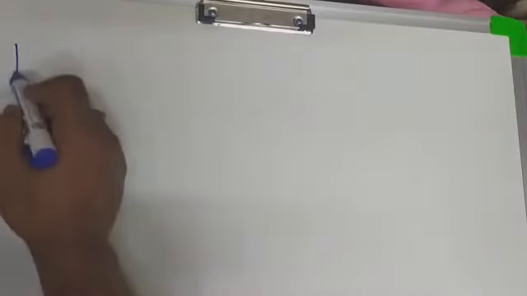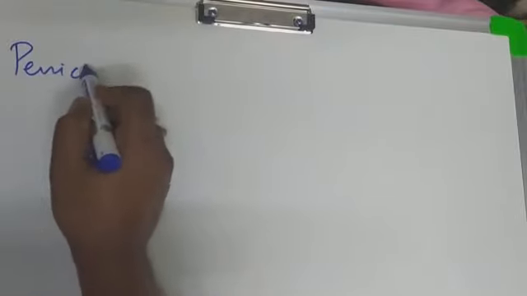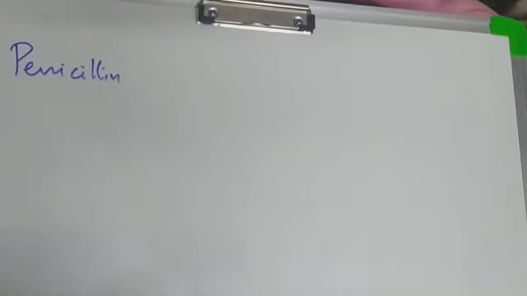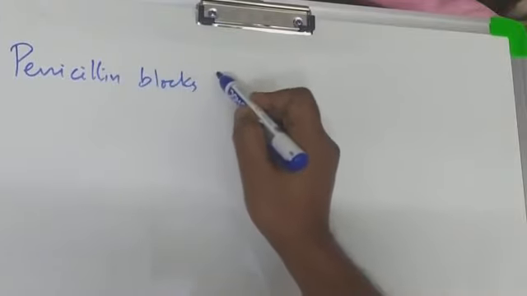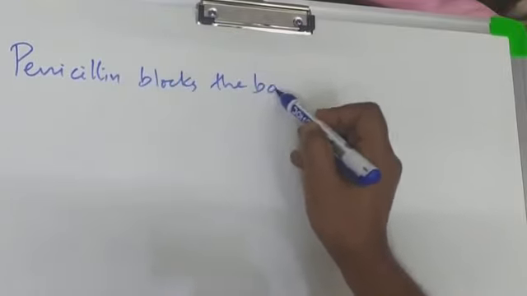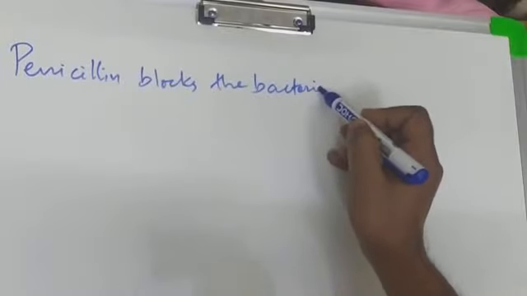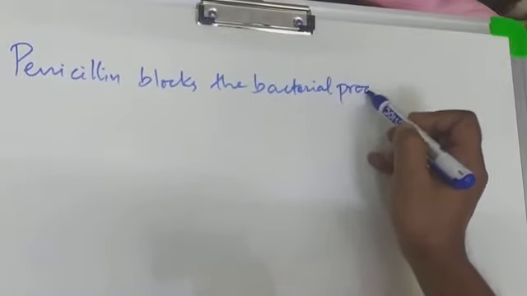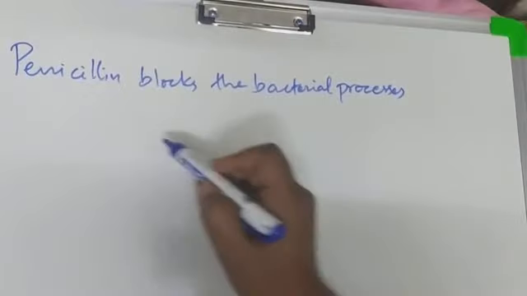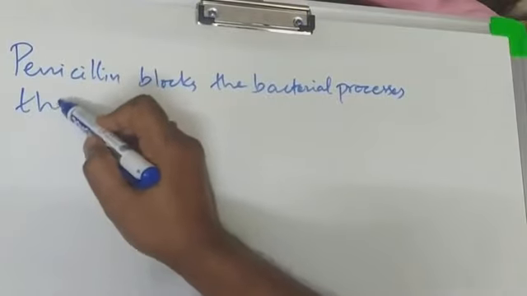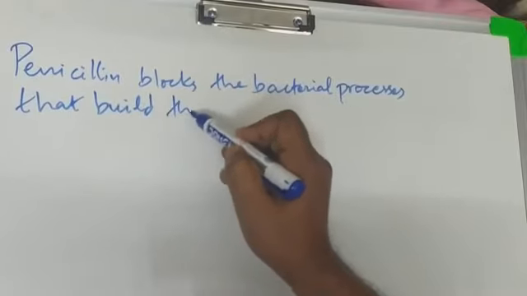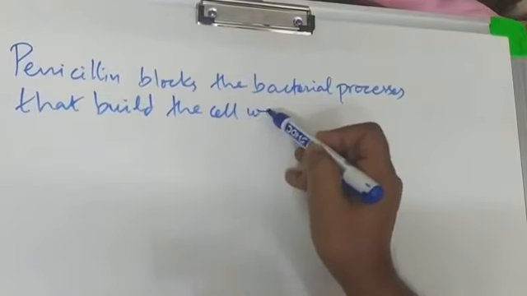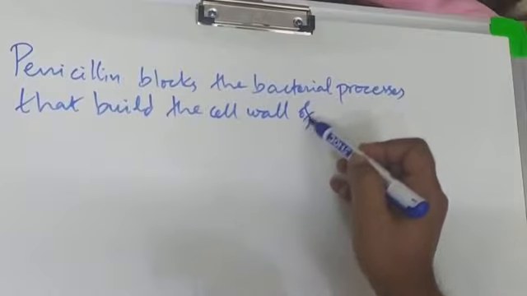So what is penicillin blocking? Penicillin blocks the bacterial processes that build the cell wall of bacteria.